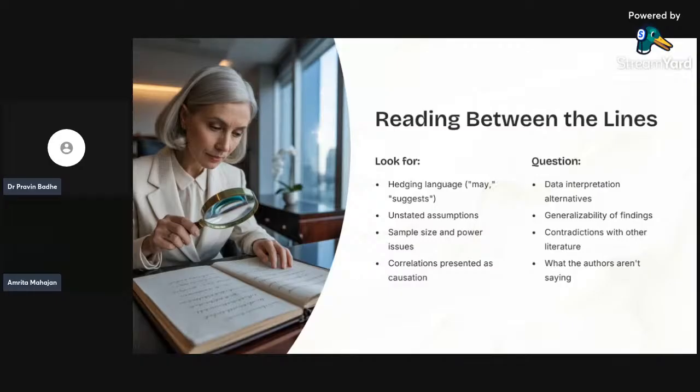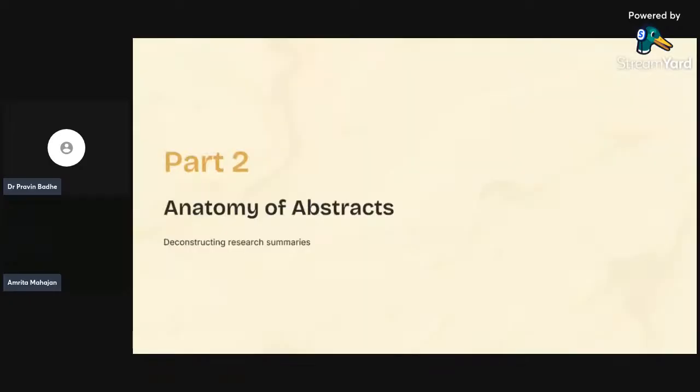And then what the authors aren't saying; you have to note those things. This is the most crucial part of reading between the lines, as I would say, because what information has been left out? Are there any limitations or any contradictions that haven't been discussed in the paper? The most important insights often come from what is unsaid or what is minimized. So you have to go through those important things.